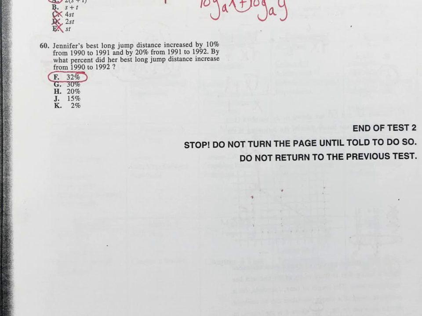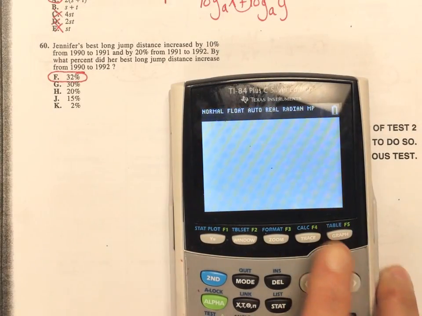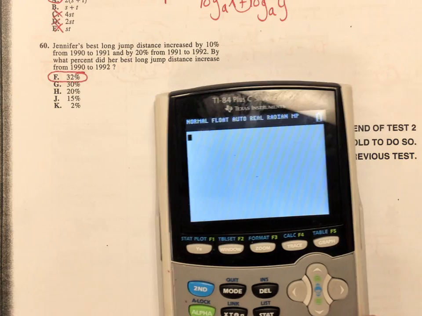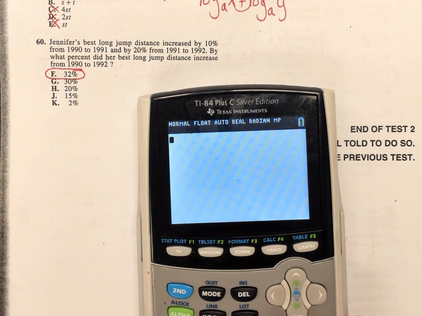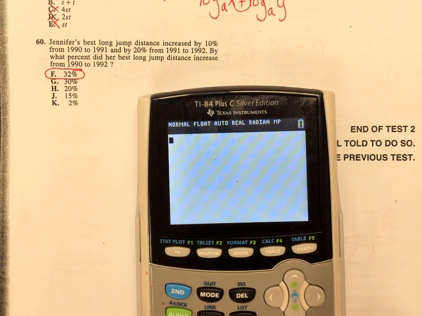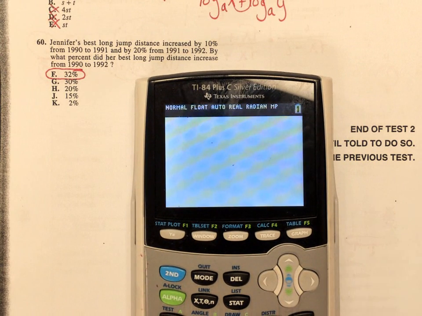Yeah. So, how much did it increase by to begin with? 10%. Then the next year, it grew another 10%, right? So, what is 10% of 20? So, it grew 30% and 2 more percent, which is 32.